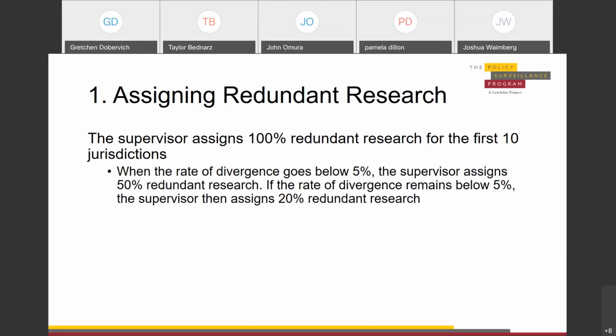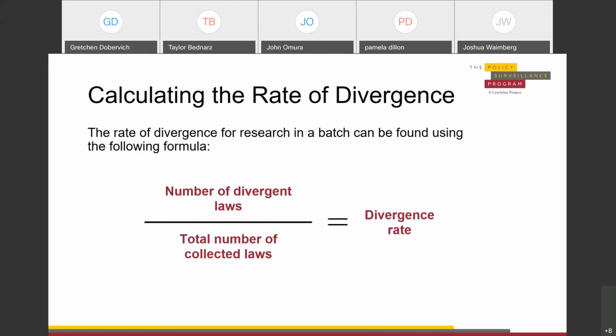So this assignment calculation is a suggestion and is the official policy of the policy surveillance process, but it's likely that you're going to be doing 100% redundant research throughout. But if you're curious, here is the formula for calculating the rate of divergence. The rate of divergence for research in a batch is used with this formula. It's the number of divergent laws over the total number of collected laws equals the divergence rate.